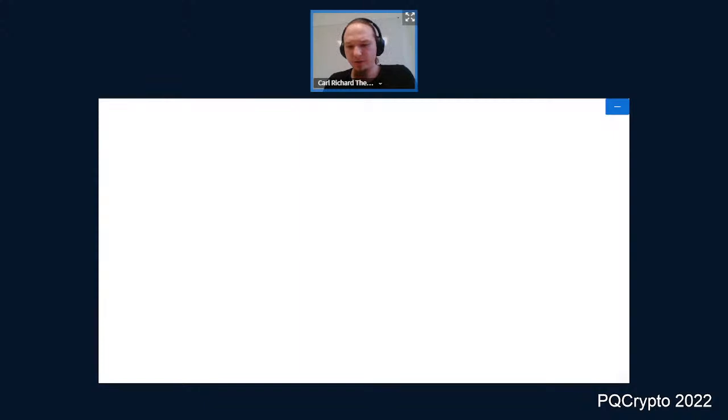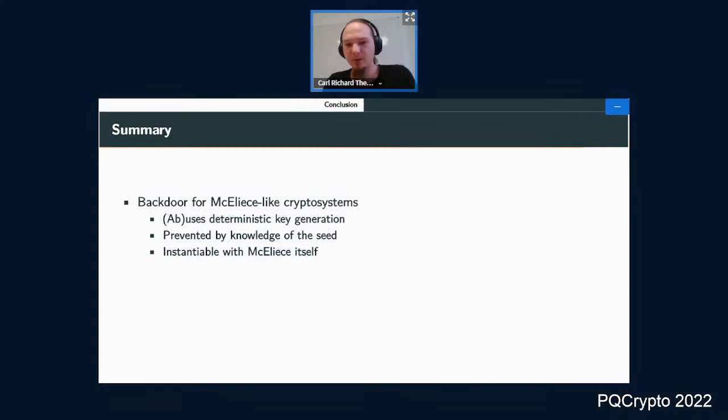So what have we seen now? We've seen a backdoor for McEliece-like crypto systems, which abuses the deterministic key generation, but by knowledge of the seed that is used for this deterministic key generation, this backdoor can also be easily prevented. Especially, we have such a big public key that can be used to hide data that we can instantiate it with McEliece itself. So we do not need any additional assumptions on the hardness of the scheme for the adversary.